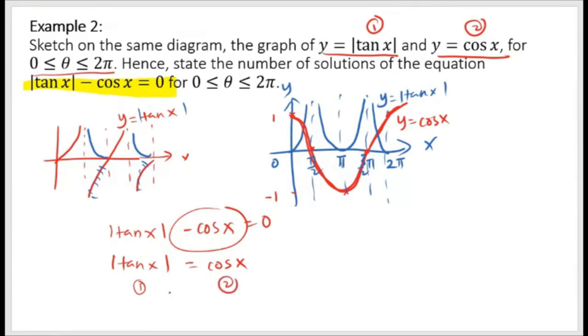So from here, it means that y equal to cos x and y equal to modulus tan x are the same. So it means that the number of solution is, we find the intersection points of the two graphs. The intersection point of the two graphs. So how many number of solution? The number of solution is 2. Okay? Understand?